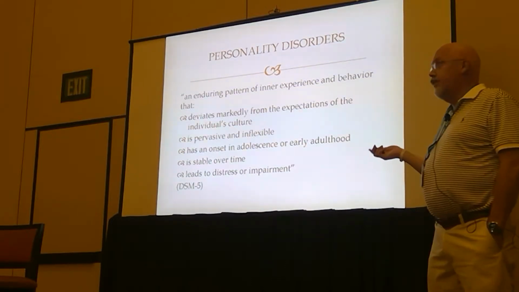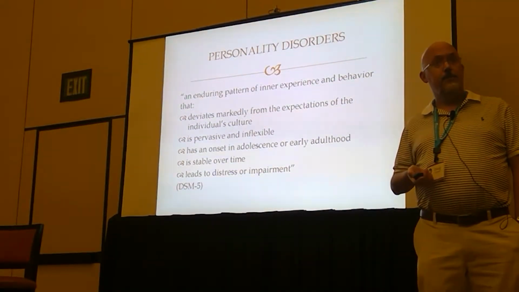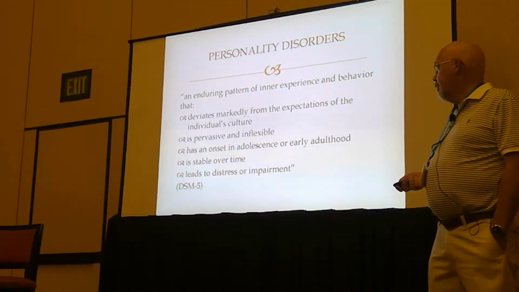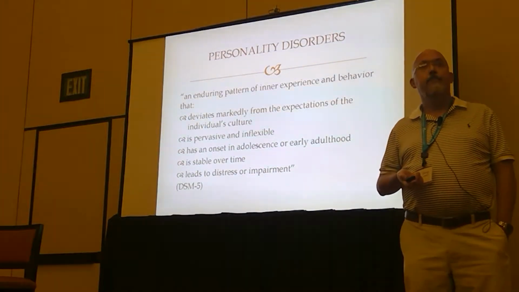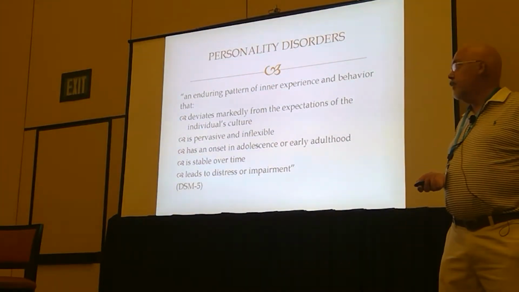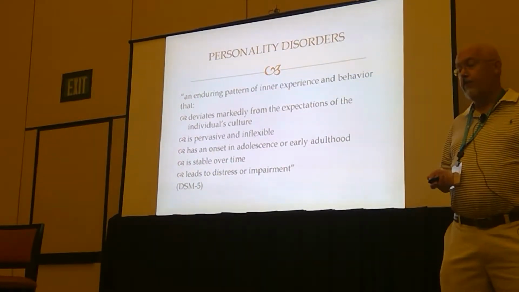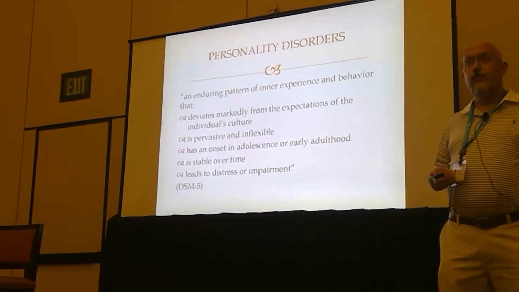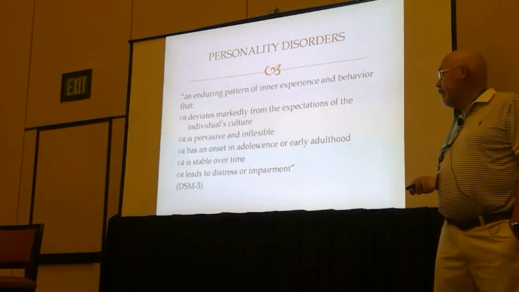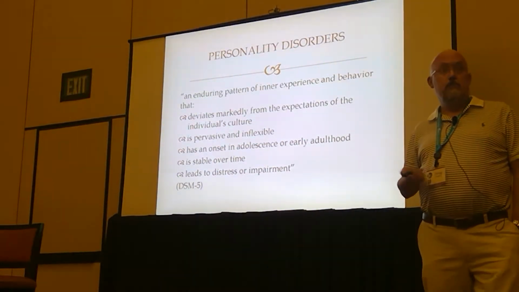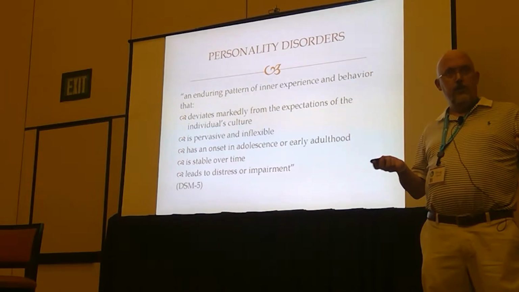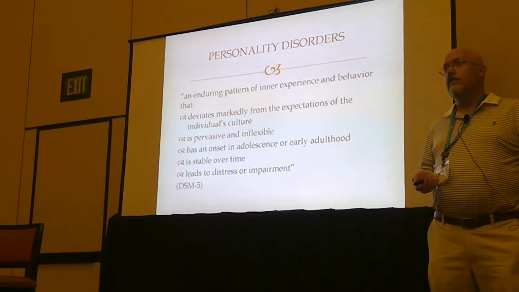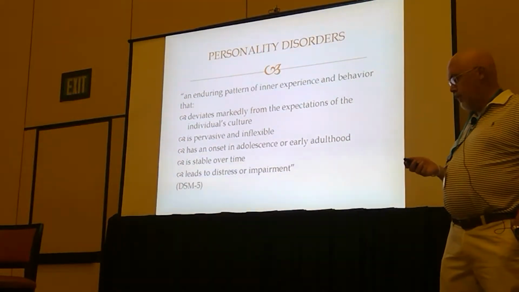Also, they tend to have their onset in adolescence or early adulthood. And it tends to be stable over time. It's personality, so you expect to have stability. Obviously, a personality disorder or any kind of mental health disorder leads to distress or impairment, right? If it's dysfunctional, there has to be some kind of a problem that causes it, right? It can't be all good. So, that's all from the DSM-5.